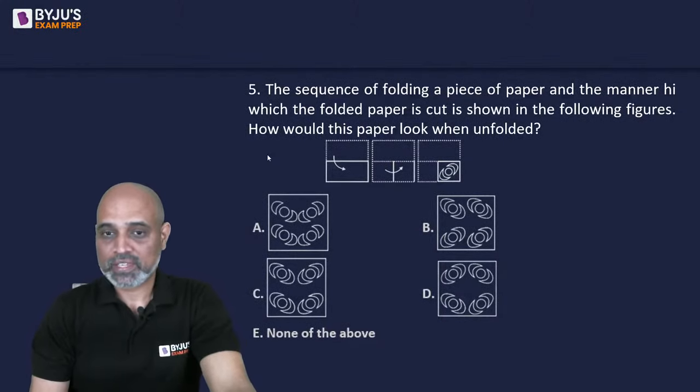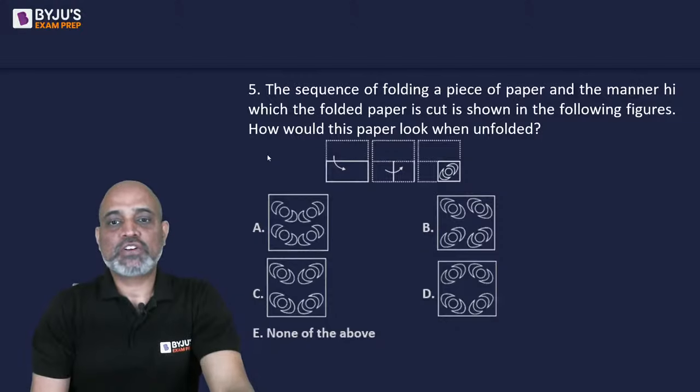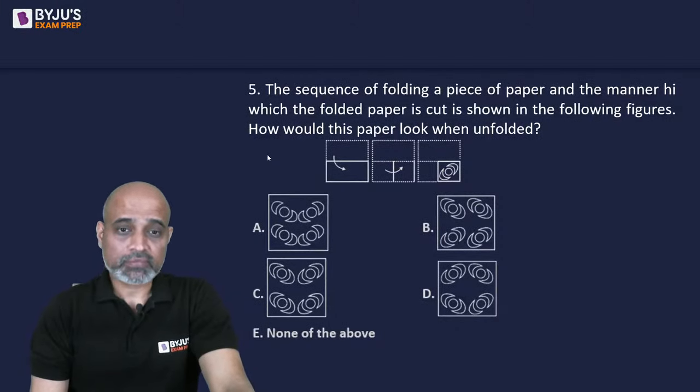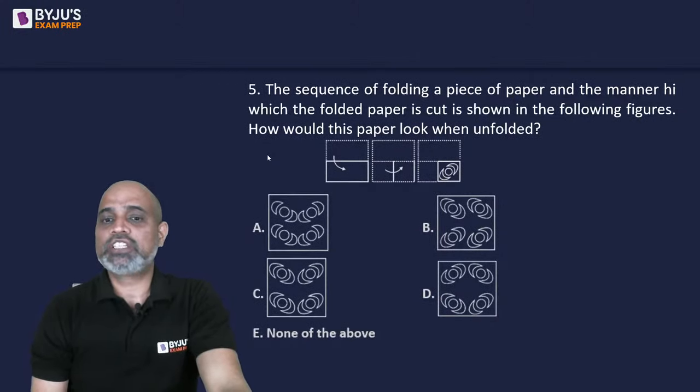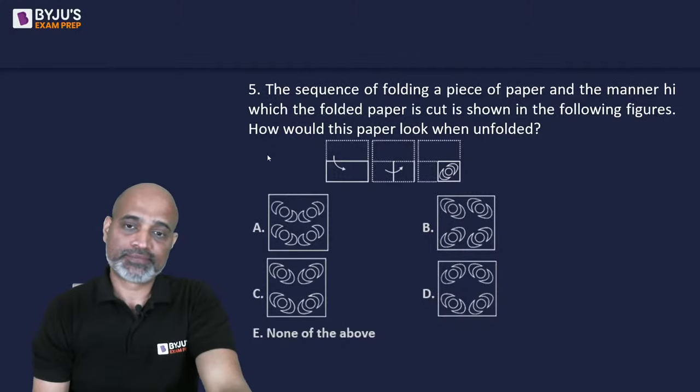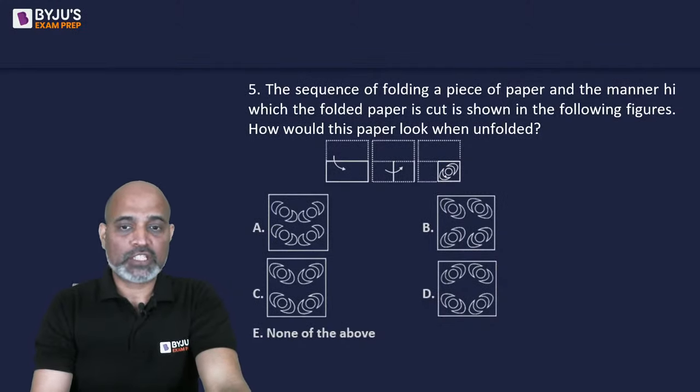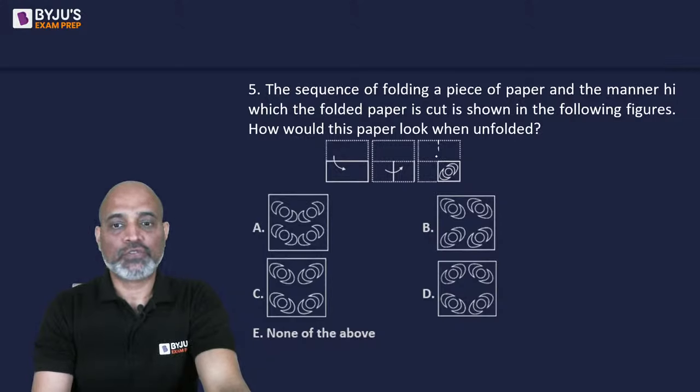Okay, the next one is the sequence of folding a piece of paper and the manner in which the folded paper is cut is shown in the following figures. How would this paper look when unfolded? So you have this particular symbol. When unfolded, you're going to have a mirror image of this, right? ये mirror image होगा इसका. Which one is like that?